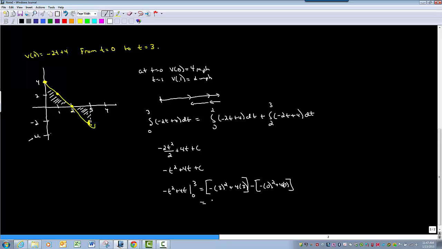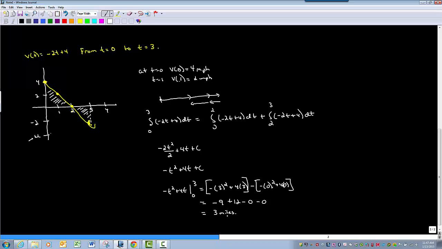So this will give me negative 9 plus 12 minus 0 minus 0. So this will give me 3. So what this tells me is that the object overall is 3 feet, or 3 miles, or whatever units I'm working in, 3 miles away from where it started. So its total displacement, the total amount of distance that it moved, was 3 miles.